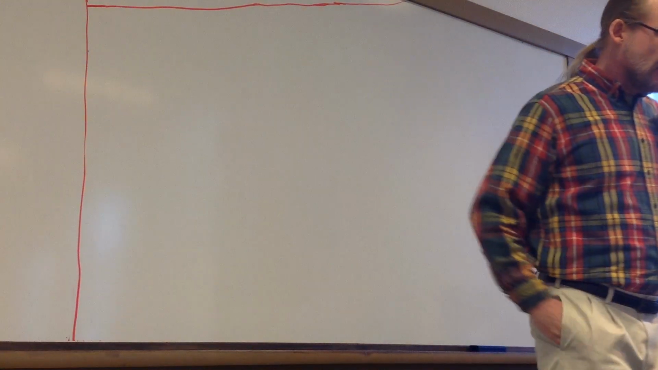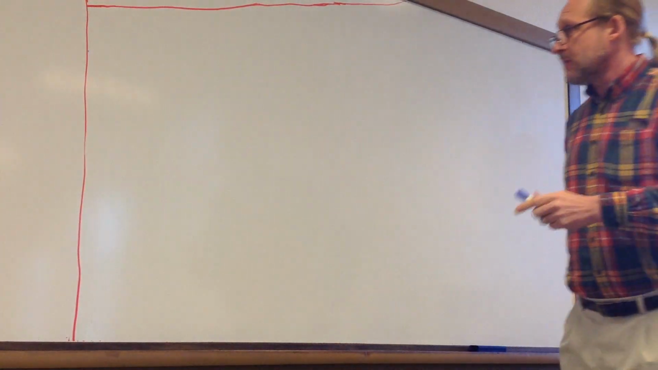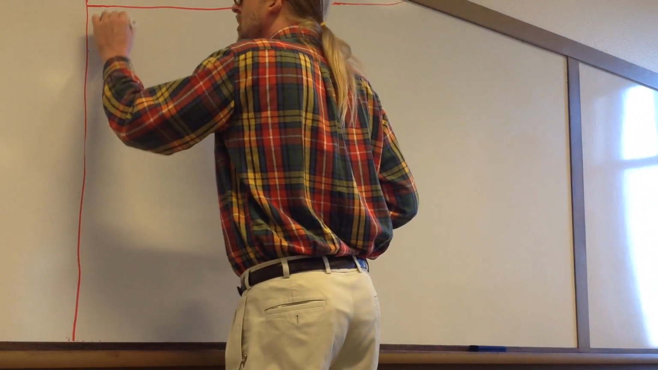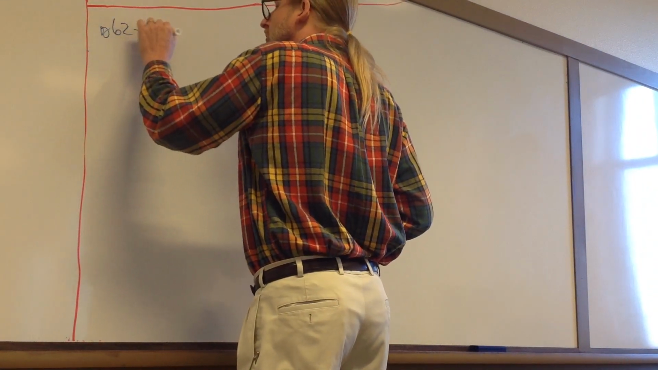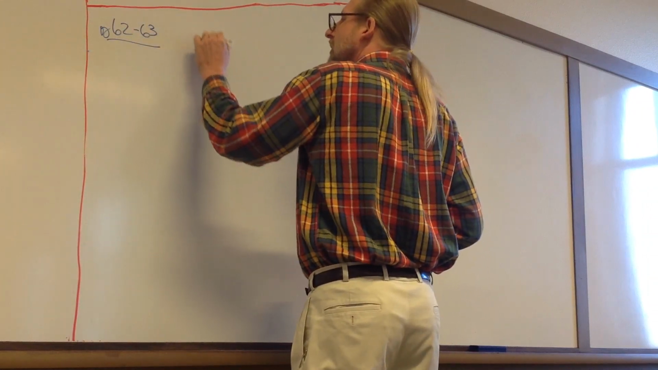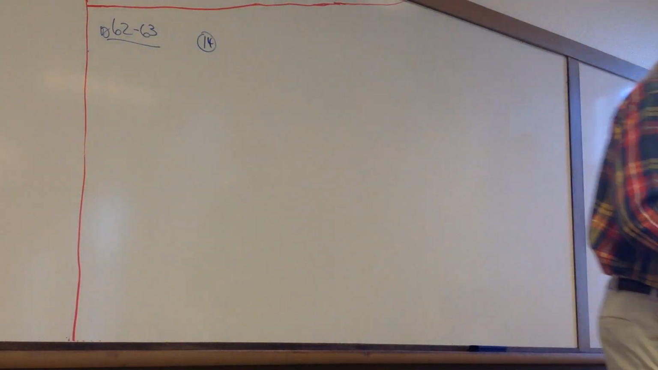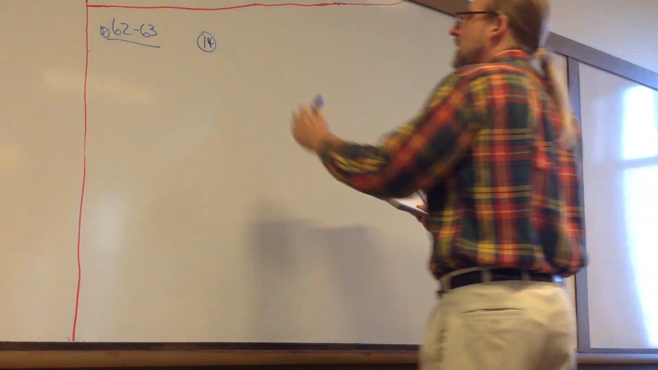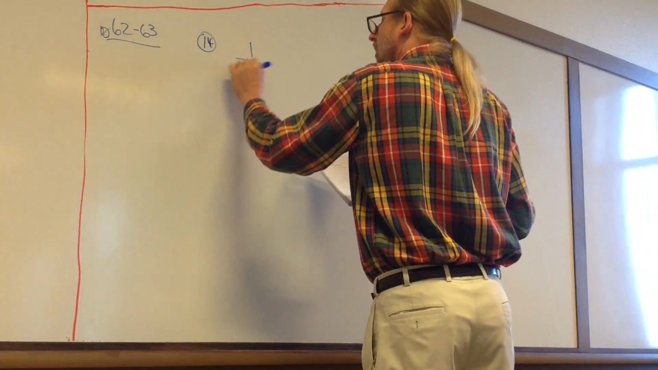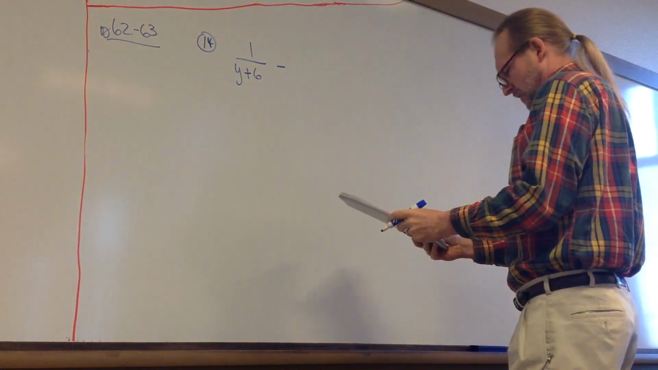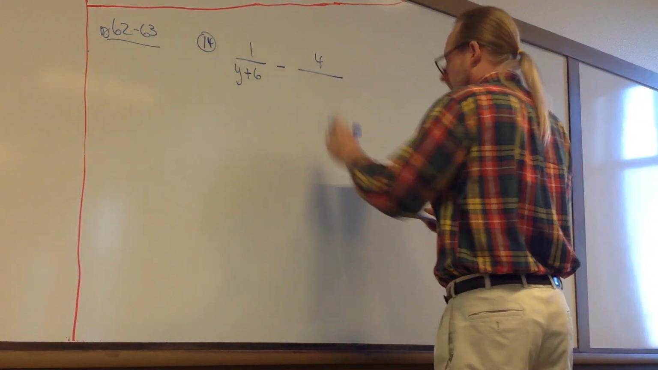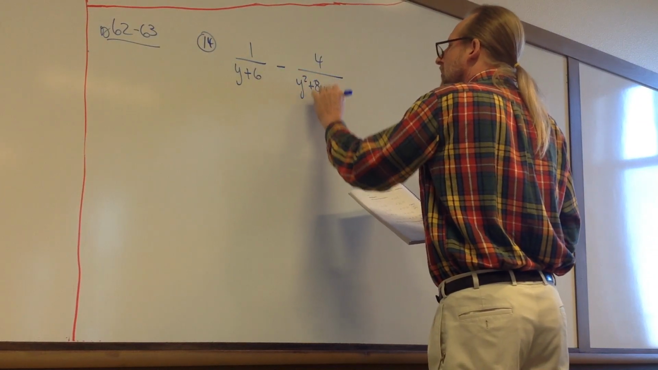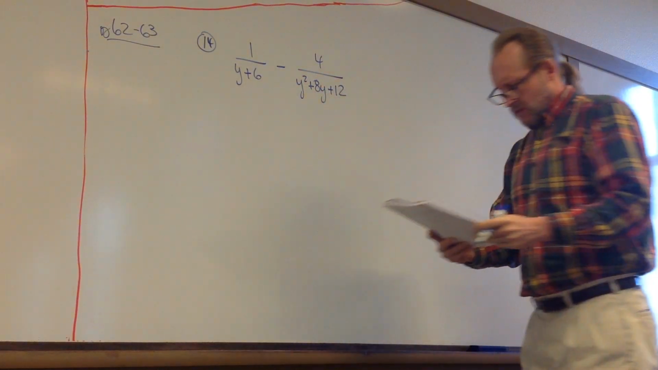Okay, so let's look at problem 14, and this is on page 62, and these problems do go over to page 63. So let's start with problem 14. Here we've got 1 over y plus 6 minus 4 over y squared plus 8y plus 12.